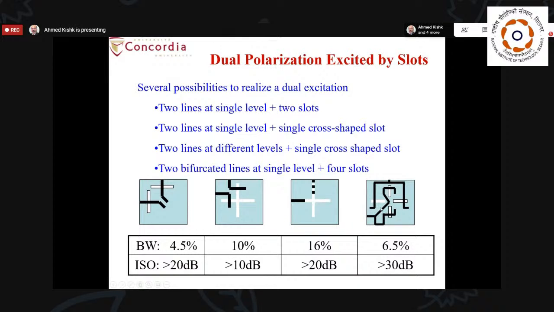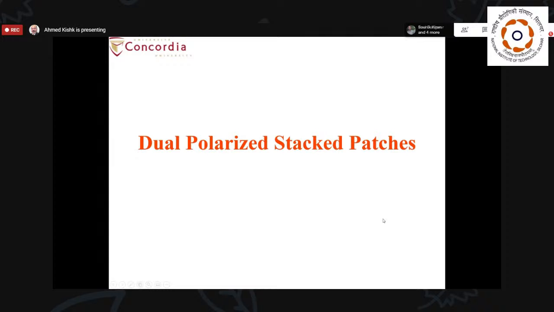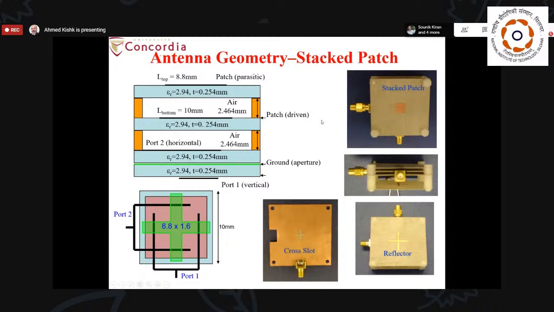But at some location, you might have a strong coupling. But the differential feeding makes us able to cancel the cross polarization coming from this excitation, and in this way I can improve the isolation between the two polarizations. This is an example of how to improve the isolation in a wideband antenna by trying to avoid the direct coupling through the excitation itself.